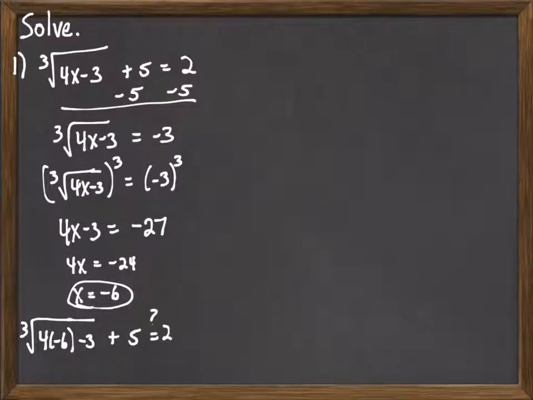Plugging negative 6 into the original equation, we'd have 4 times negative 6 is negative 24. Negative 24 minus 3 would be negative 27. Cube root of negative 27 is negative 3. Plus 5. Negative 3 plus 5 is in fact equal to 2. Okay.